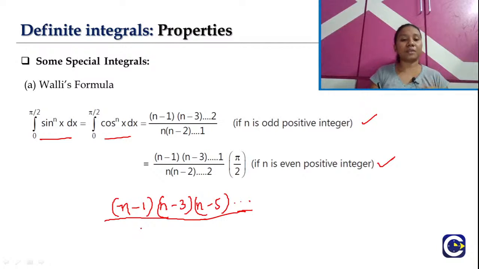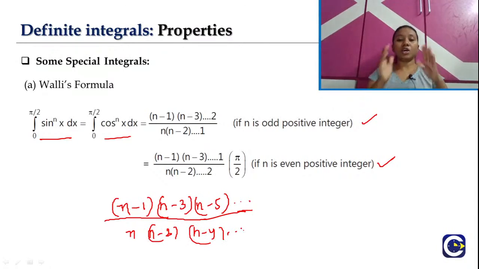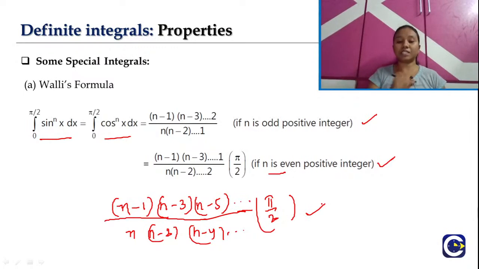In the numerator we have subtracted the odd numbers, whereas in the denominator we are going to subtract the even. So we start with n, and the next is n minus 2, next n minus 4, and the same thing goes on. This is for when n is an odd positive integer. If n is an even positive integer, the steps of the numerator as well as the denominator will be the same. Along with that, there will be one more term added, that is nothing but into pi by 2. The whole term is multiplied by pi by 2 when n is an even positive integer.